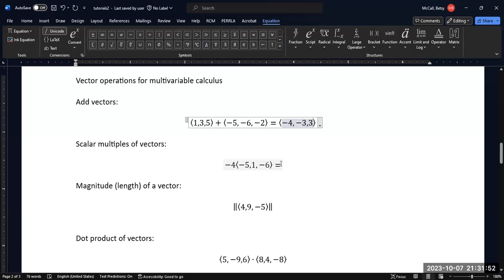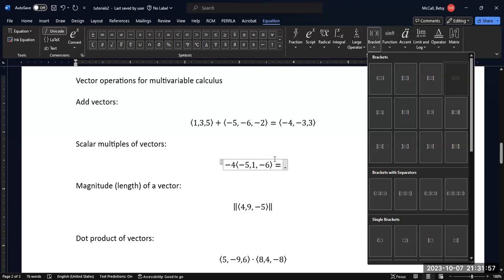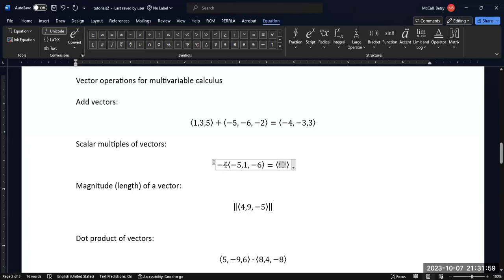Now, we can also do scalar multiples of vectors in exactly the same way. We would multiply every term by the multiplier out front. And so in this case, -4 times -5 is going to be 20. And then -4 times +1 is -4. And then -4 times -6 is +24.